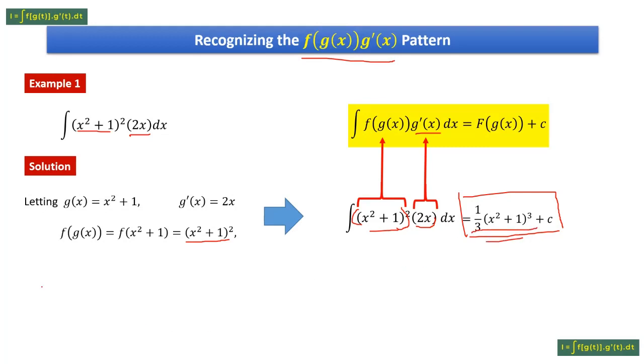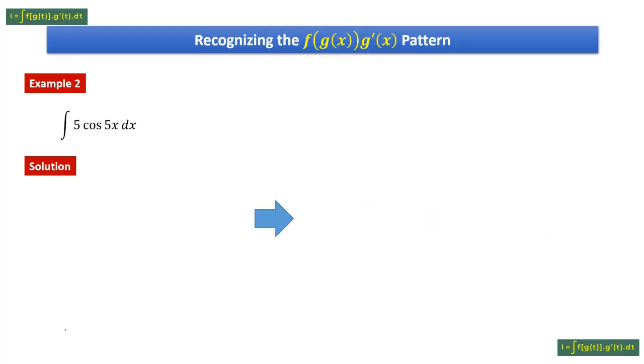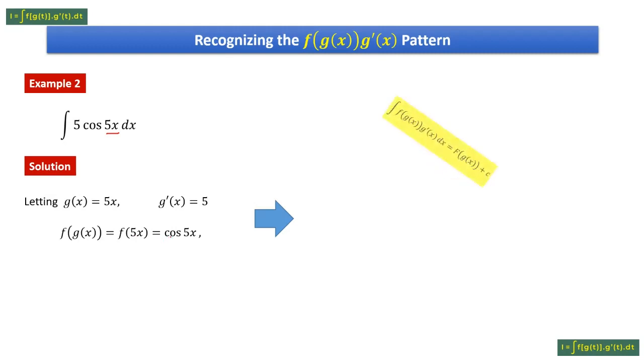Okay, let's proceed with another example, example number 2. We have the integral of 5 cosine 5x dx. Letting g of x equal 5x and g prime of x equal 5, f of g of x equals f of 5x, which equals cosine 5x.